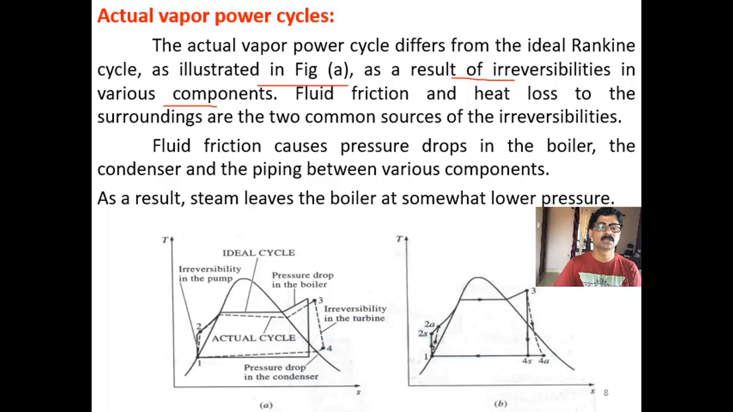So what are the causes of this deviation? It is mainly because of the irreversibility. Let us start from the boiler. Fluid friction causes pressure drops in the boiler, condenser and piping between the various components. Mainly the fluid friction causes pressure drop in the boiler, condenser and the various piping connections. As a result, the steam leaves the boiler at a somewhat lower pressure.